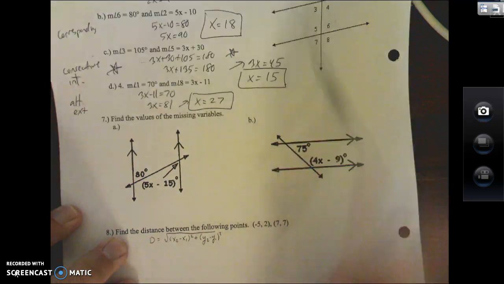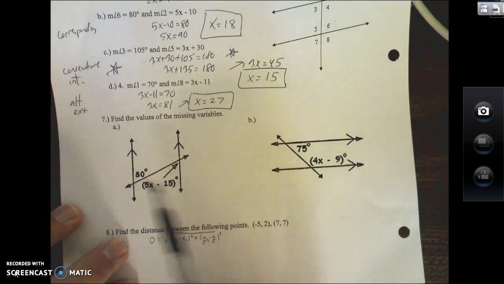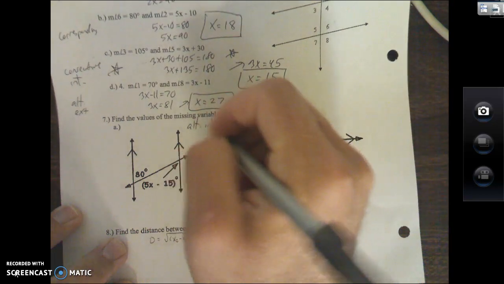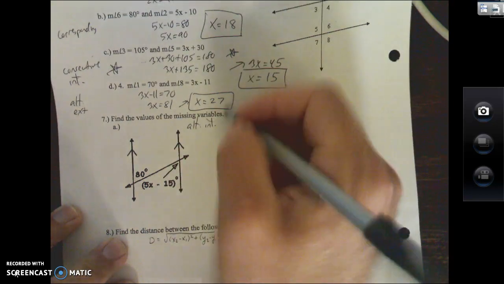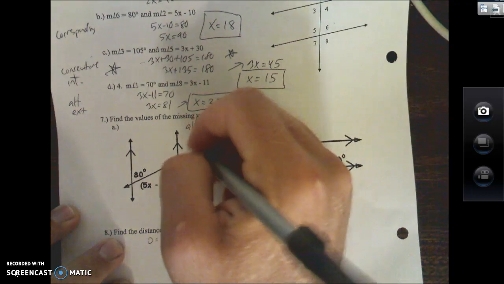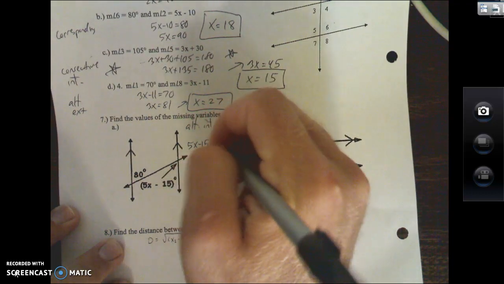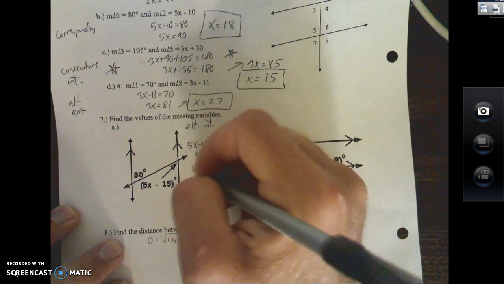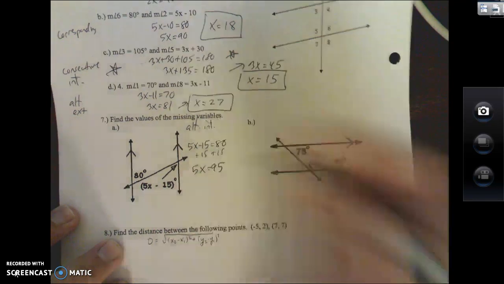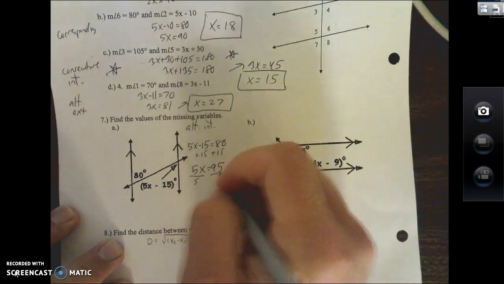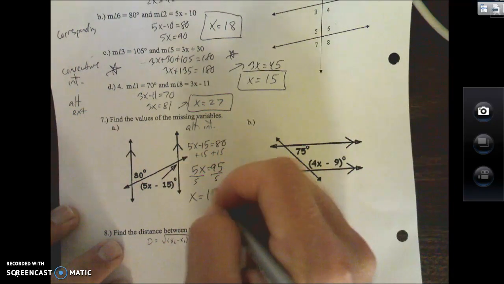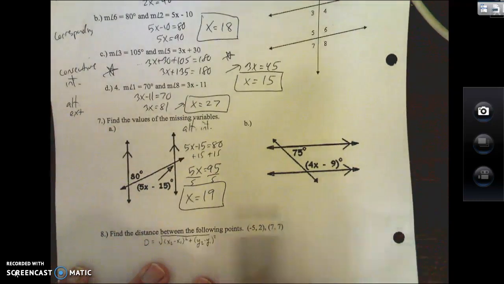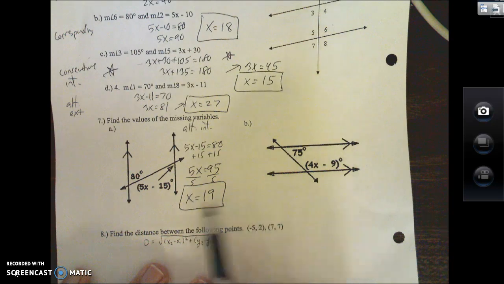These are just extensions on the last one. So these are alternate interior. Alternate interior you make equal. Okay. So again, use your homeworks if you can. So I can say 5x minus 15 equals 80. I can add 15 over. 5x equals 95. Divide both sides by 5. 19.